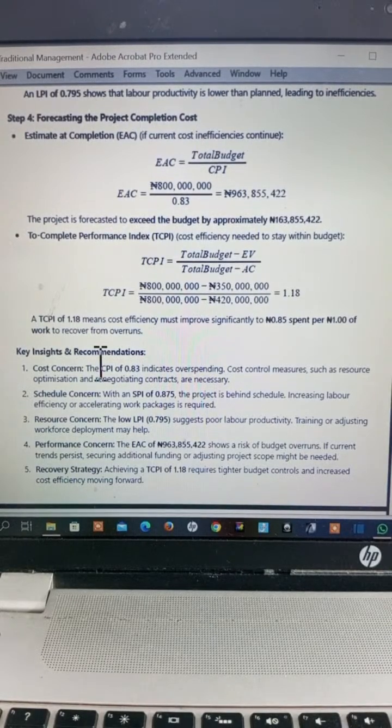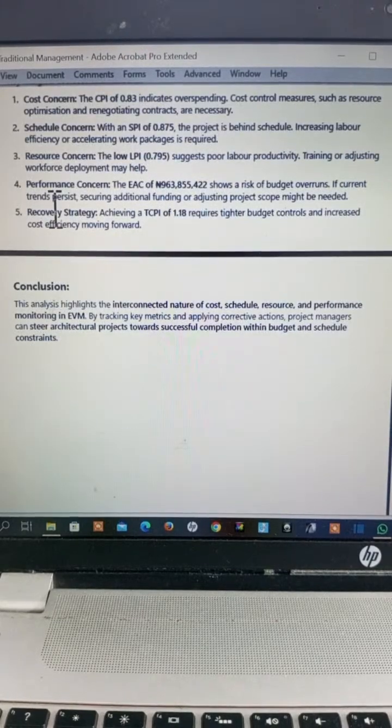So a TCPI of 1.18 means that cost efficiency must improve significantly, by 0.85 naira spent for each 1 naira. And you check out that. So in this case, there are recommendations, okay? And let's look at the recommendations. Number 1, cost concern. The CPI of 0.83 here indicates overspending, which is what we had earlier.